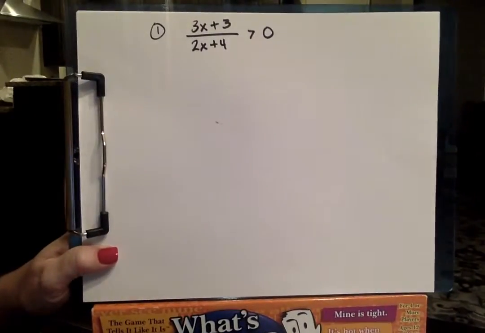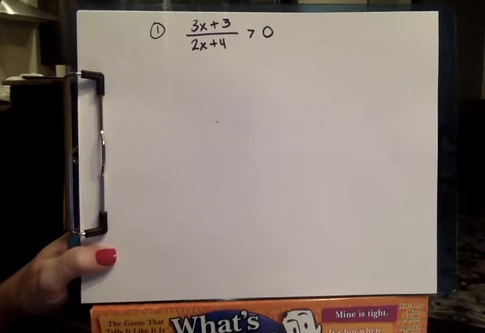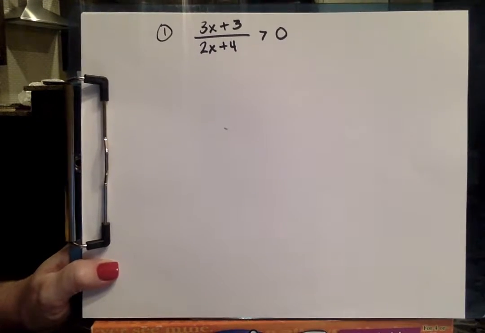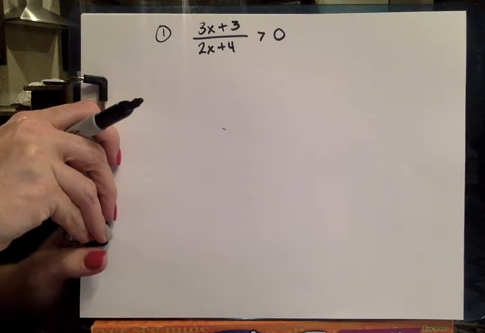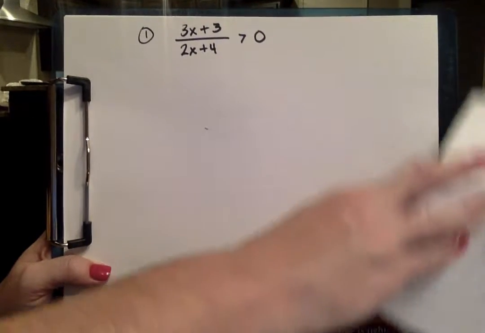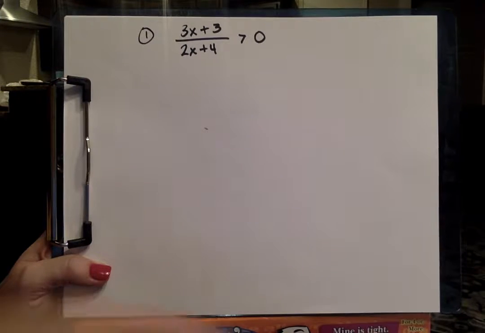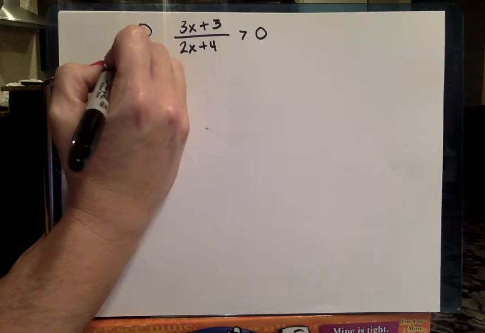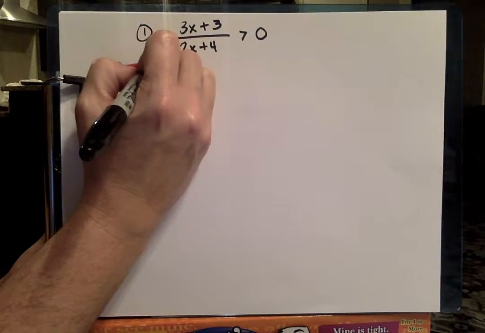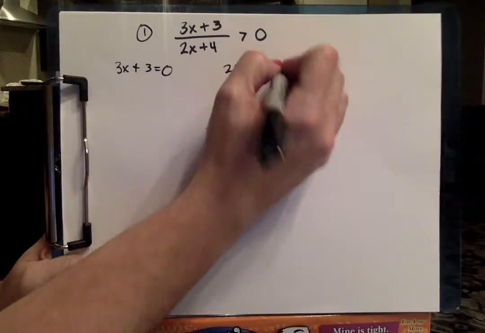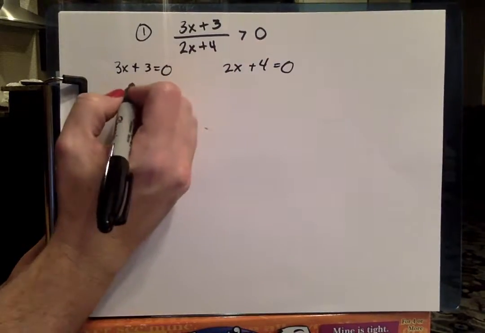Okay. So we're going to start with this one. Here's a rational inequality. 3x plus 3 over 2x plus 4 is greater than 0. And again, in order to solve these, I'm going to start by getting this inequality so that it is 0 on one side, which is already done. The next thing we're going to do is set the numerator and the denominator equal to 0 separately, really. So I'm going to do that in two different places. Okay. Then we can solve this.